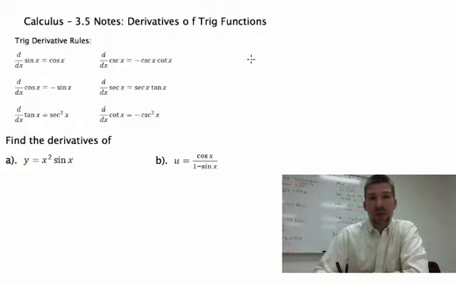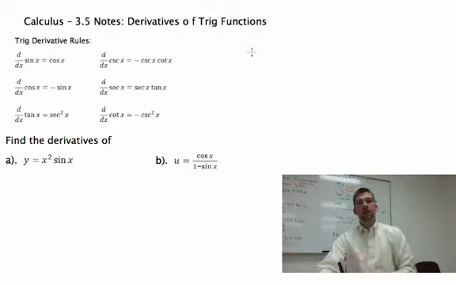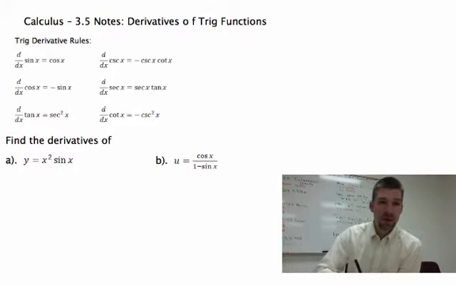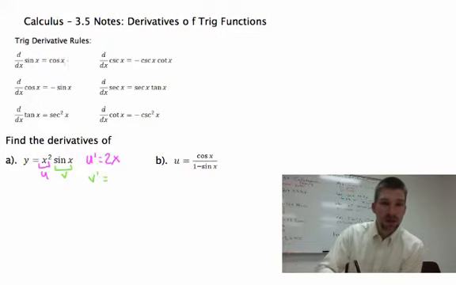First off, we've got x squared times sine x. This is a classic product rule problem. And so what we need to look at is we need to look at this guy as a u and a v. So when I look at this guy, I need the derivative of u, which is 2x, and I need the derivative of v. So the derivative of sine x, I just look up here, the derivative of sine x is cosine x.